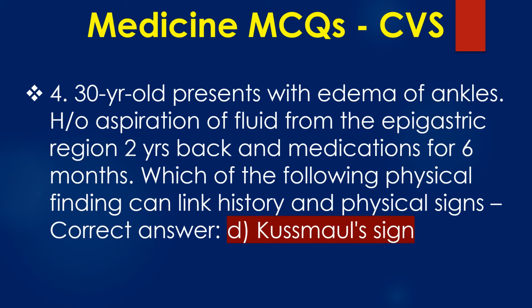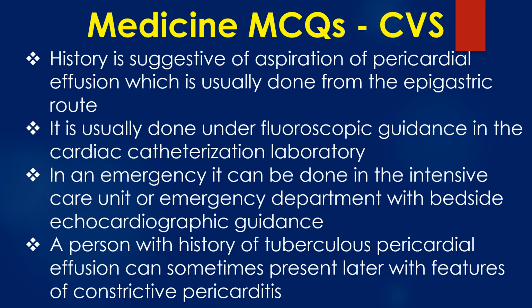Kussmaul's sign. The history is suggestive of aspiration of pericardial effusion, which is usually done from the epigastric route. It is usually done under fluoroscopic guidance in the cardiac catheterization laboratory. In an emergency, it can be done in the intensive care unit or emergency department with bedside echocardiographic guidance. A person with a history of tuberculous pericardial effusion can sometimes present later with features of constrictive pericarditis.